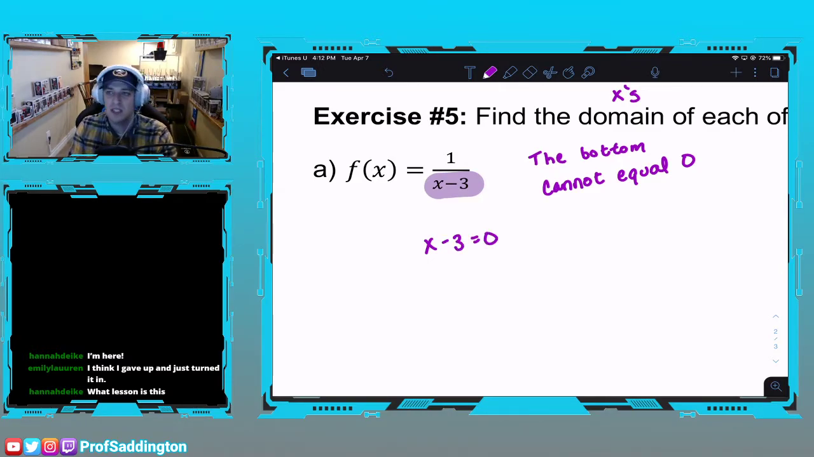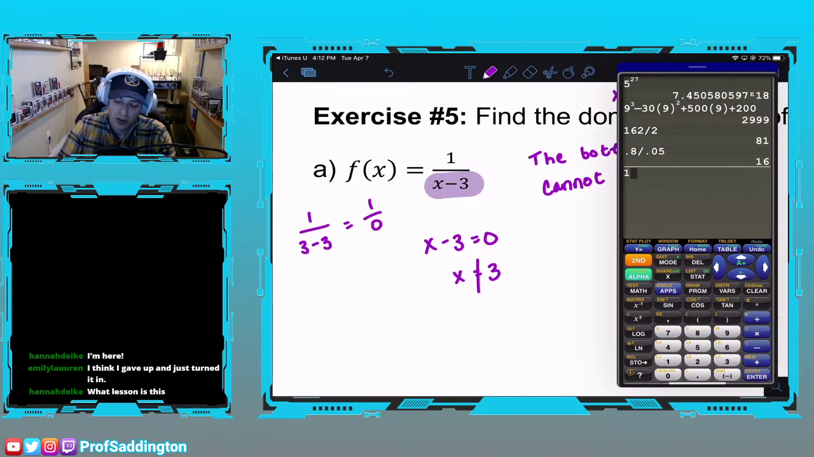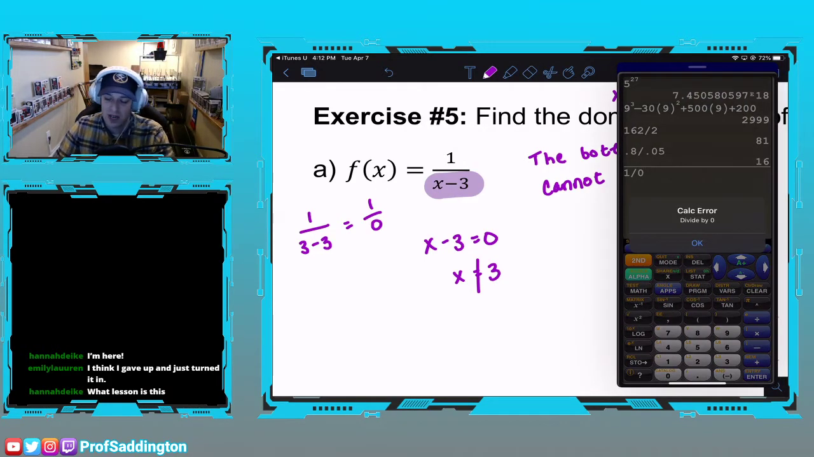And this is a very easy one to solve because I wasn't giving anything complicated. So I'm just going to move the 3 over to the other side. And I have x equals 3. This is not allowed to happen. So I'm just going to put a line through it. X cannot equal 3 because otherwise, if I were to plug it in up here, it's going to say 1 over 3 minus 3, which is 1 over 0. And you guys cannot do 1 divided by 0 because your calculators will say error. It will say you cannot divide by 0.